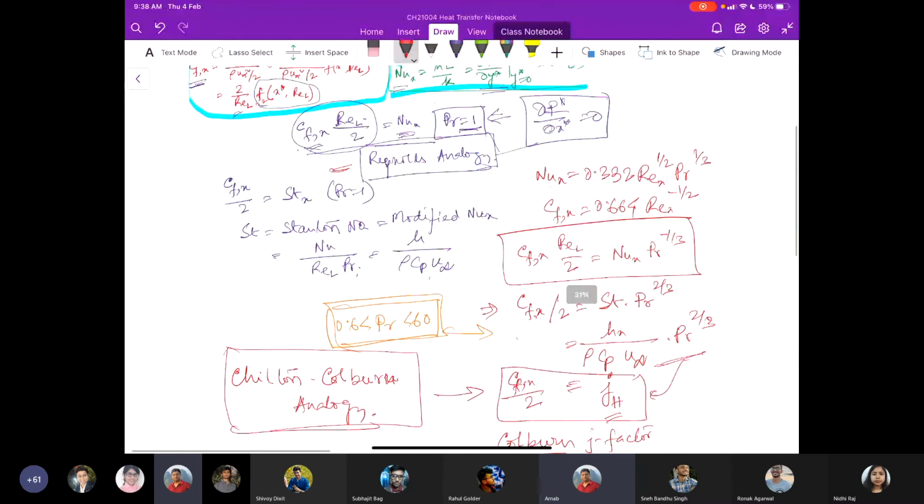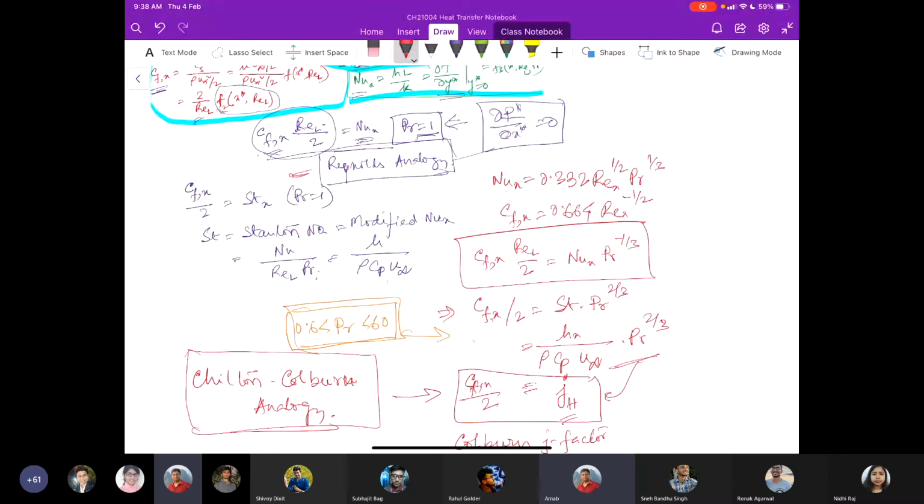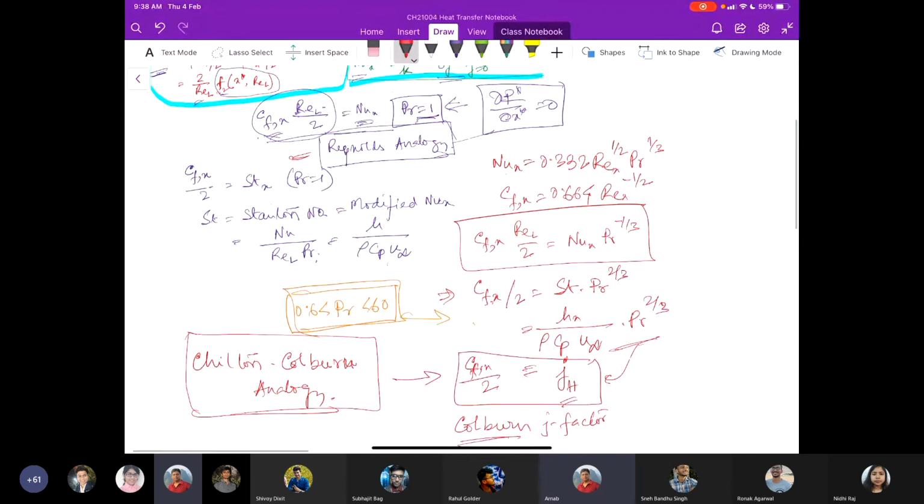So Reynolds analogy was limited or restricted by the condition that the Prandtl number has to be nearly 1. For a wide range of Prandtl number, Reynolds analogy has been modified and is called the Chilton-Colburn analogy, which is this, and here this JH is called the Colburn J factor.